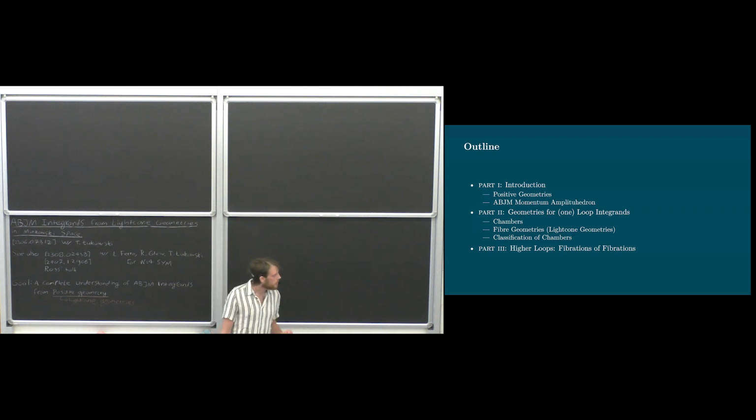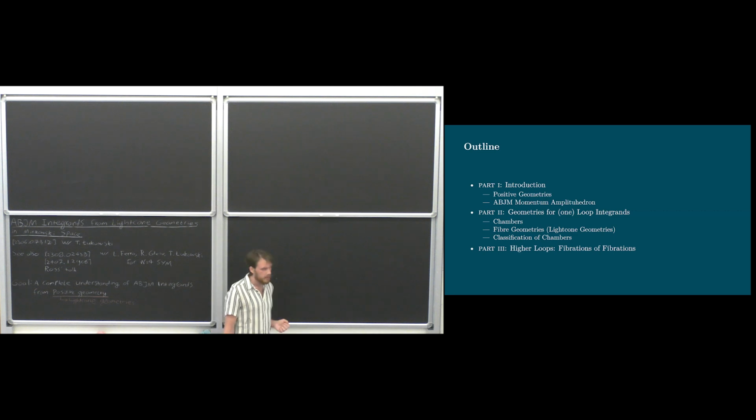And the second part is sort of the main part of the talk. We're going to be talking about positive geometries for loop integrands in ABJM theory, and we'll mainly be focusing on one loop integrands. The way that we're going to be discussing those is by triangulating them in terms of chambers and fiber geometries. And these fiber geometries are the light cone geometries which I refer to. Together with a full classification of all the chambers, this will allow us to derive a neat and concise general formula for the one loop ABJM integrand.